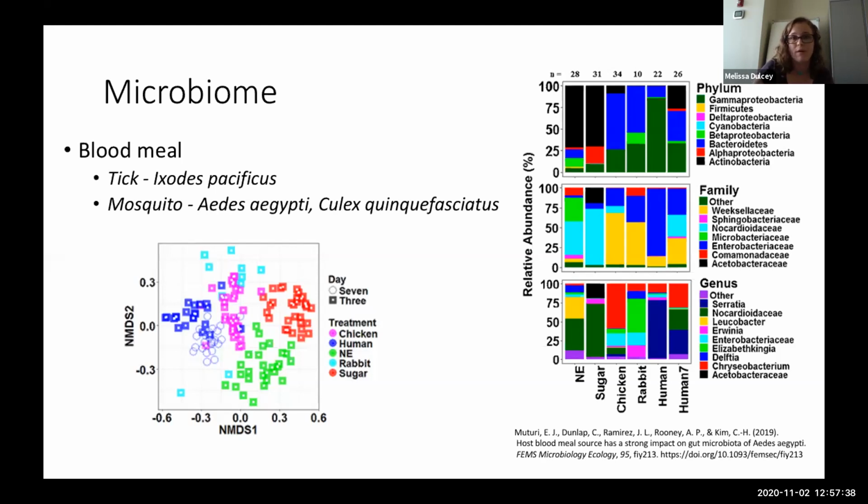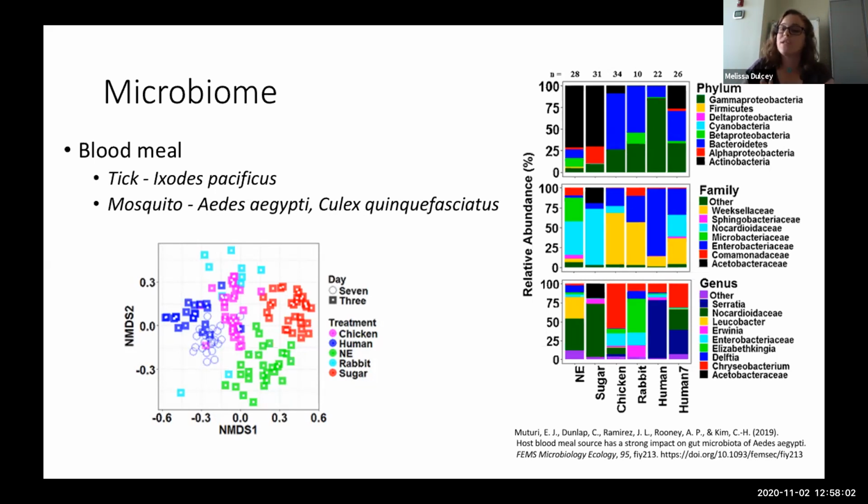And what's important to notice on this graph is the fact that the different treatment groups, like the newly emerged versus humans versus chicken versus rabbit, are tightly clumped within each group, but they show differences or separation from each other. And that's really important to note because this shows that there are differences within the assemblages.